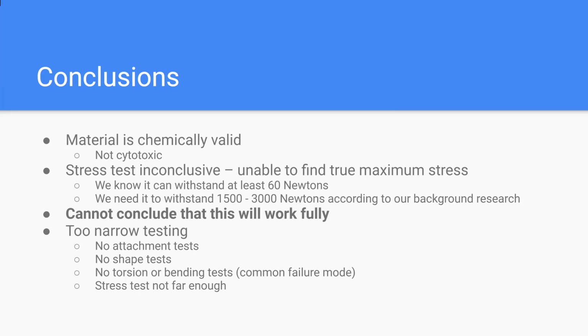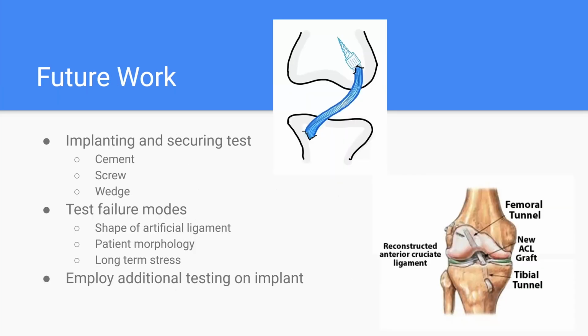Our testing was also too narrow. We had no attachment tests, no shape tests, no torsion or bending tests, and our stress test did not go far enough. So what we want to do in the future, as Caitlin kind of touched on, is expand what we tested. First off, we would want to verify the full stress ability of NinjaFlex filament. And if we found that it reached that 1,500 to 3,000 newton threshold, we would want to then move on to testing the implants and securing the actual implant into the bone.